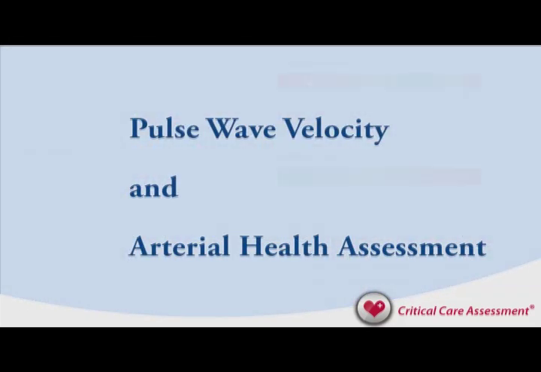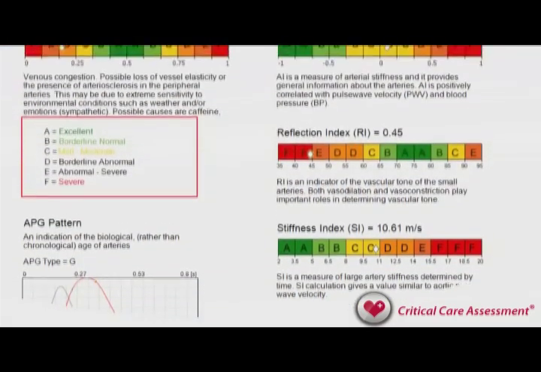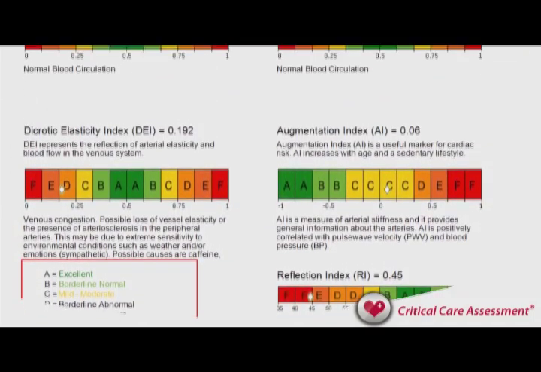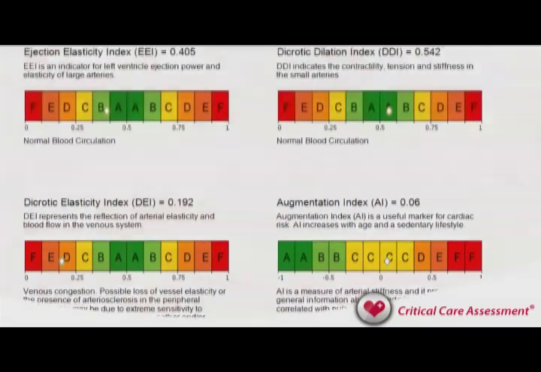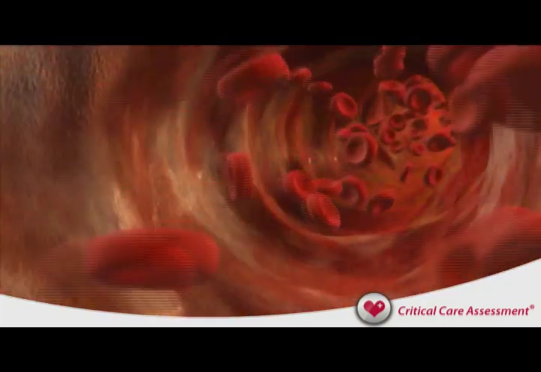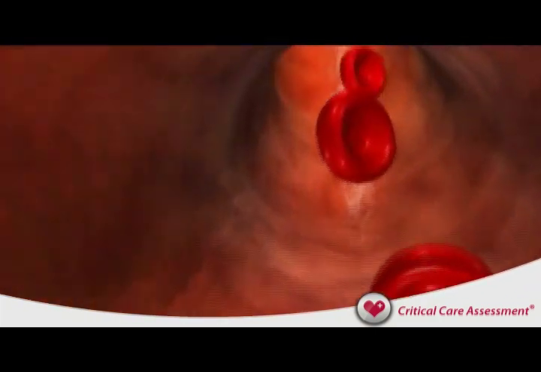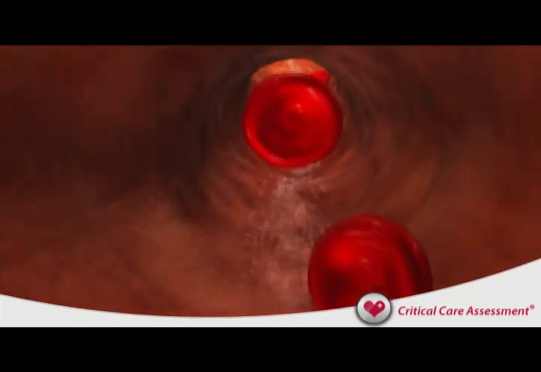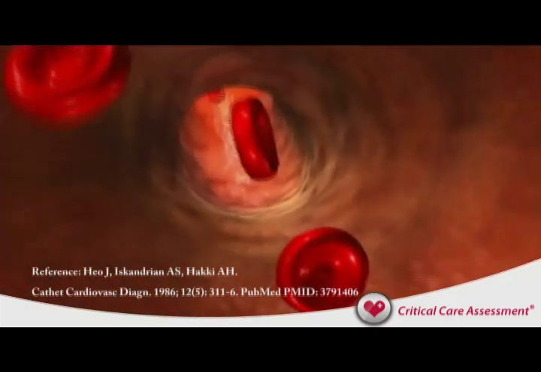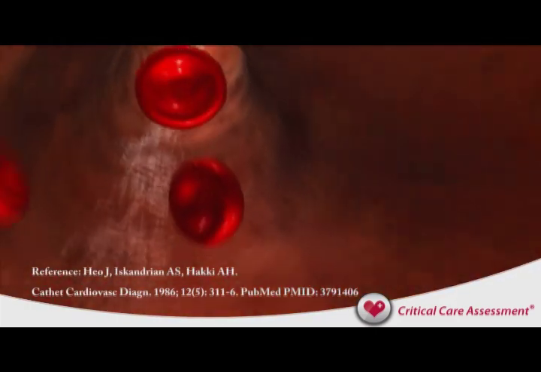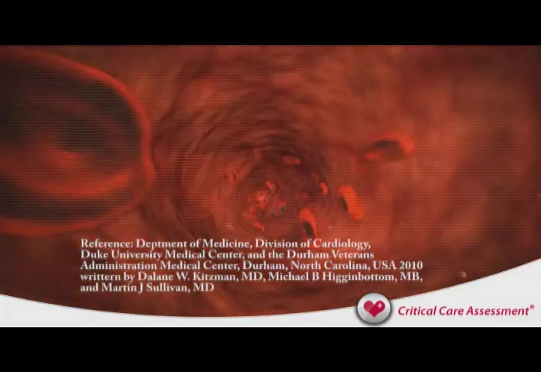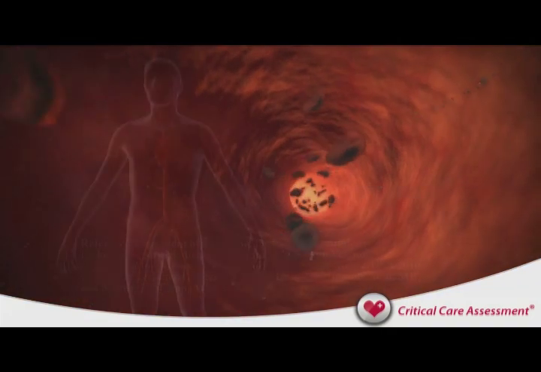Pulse wave velocity assesses stiffness index, reflex index, and augmentation index. In addition, pulse wave velocity assesses the reflection of arterial elasticity and blood flow in the venous system, the contractility, tension and stiffness in the small arteries, and provides an indicator for left ventricle ejection power and elasticity of large arteries. There is a significant relation between left ventricular diastolic function and exercise tolerance in patients with left ventricular dysfunction, and exercise intolerance in patients with heart failure, and preserved left ventricular systolic function.